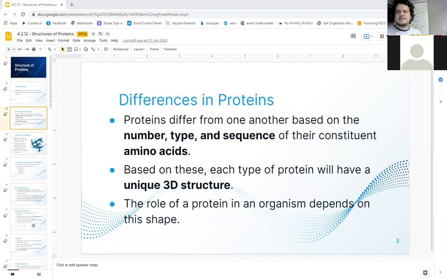So proteins differ in the number, the type, and the sequence of their amino acids. Why is this important? Well, each of the amino acids has a different R group. Each of these different R groups will have different intermolecular forces present. And the intermolecular forces that are present will determine the 3D shape of the protein. And the role of this protein depends on its shape, and its shape depends on its role.